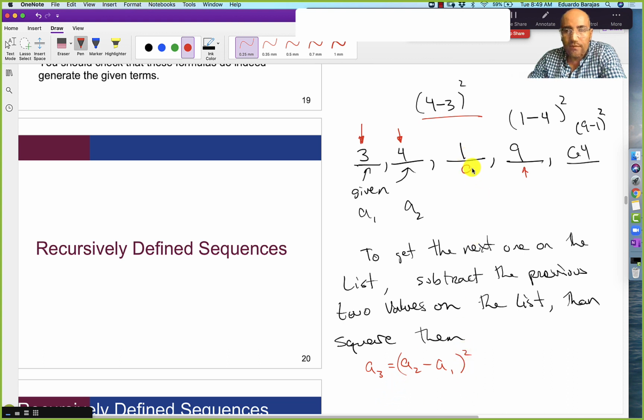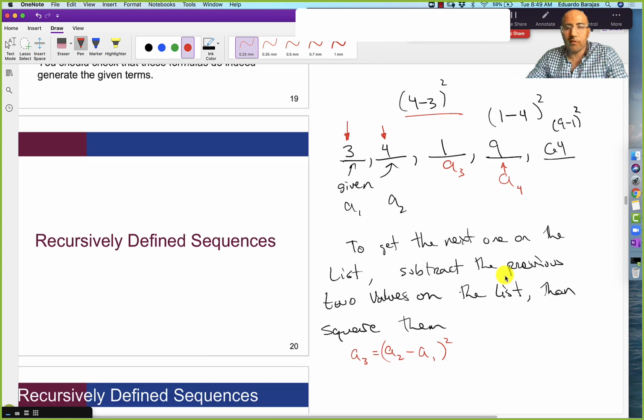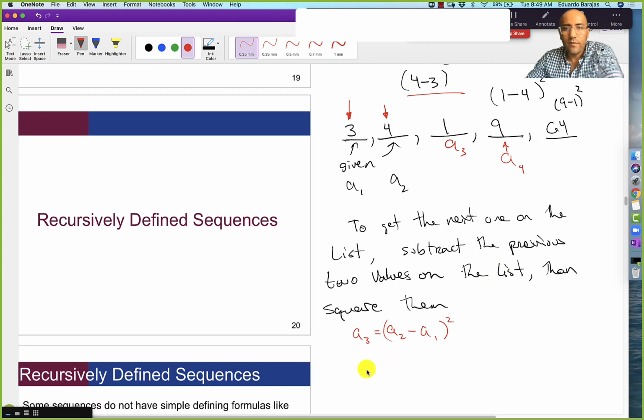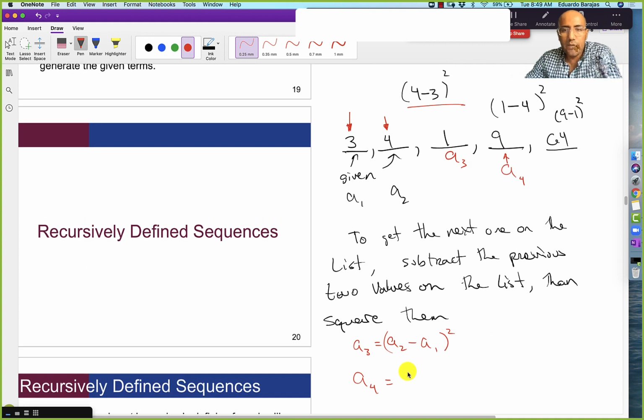Okay, that's how I found a sub 3. I took the a sub 2 minus the a sub 1. Okay, to find a sub 4, let's make it a little smaller here. To find the a sub 4, I took a sub 3 minus a sub 2 and squared it. Right, that's how I got this one.